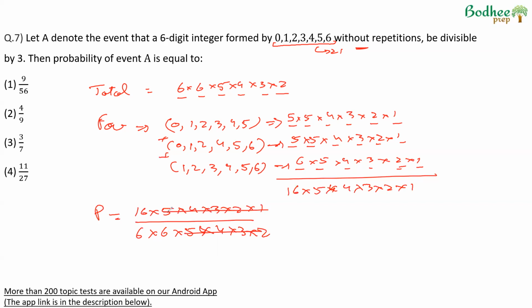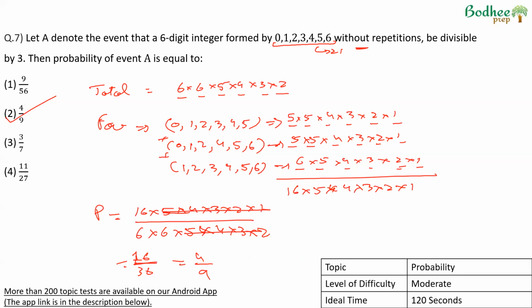5, 4, 3, 2 cancels out. We are left with 16 by 36. Divide by 4, we'll get 4 by 9. Option 2 is the answer. I think moderate level of difficulty in terms of concept, because it is forming 6-digit numbers and we know the constraint for 0. Calculation might take time, so about 2 to 2.5 minutes to solve.